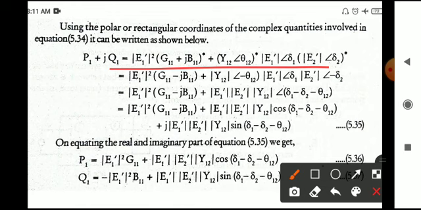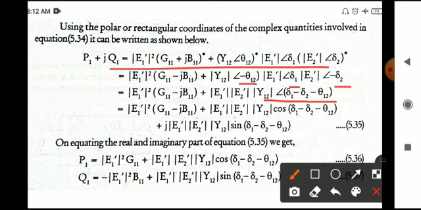Conjugate gives us the modulus of the value and then the negative angle. So modulus Y12 angle minus theta 12 into modulus E1' angle delta 1 into modulus E2' angle minus delta 2. Here also the same thing: the conjugate is converted into a negative sign for the angle. Then we rearrange the terms in the next step, consolidating the angles: we have theta 12, delta 1 and delta 2 written together, so angle delta 1 minus delta 2 minus theta 12.